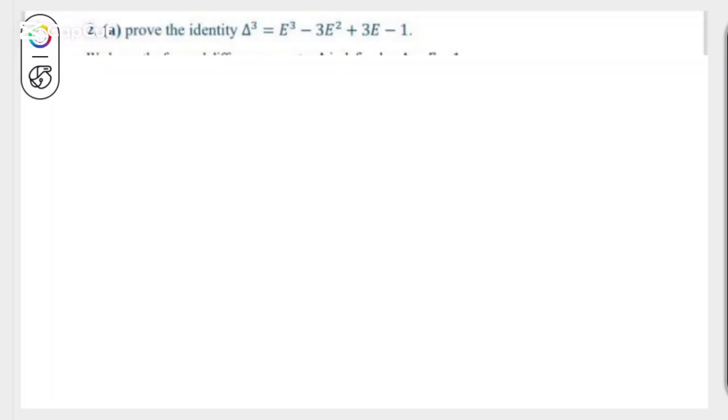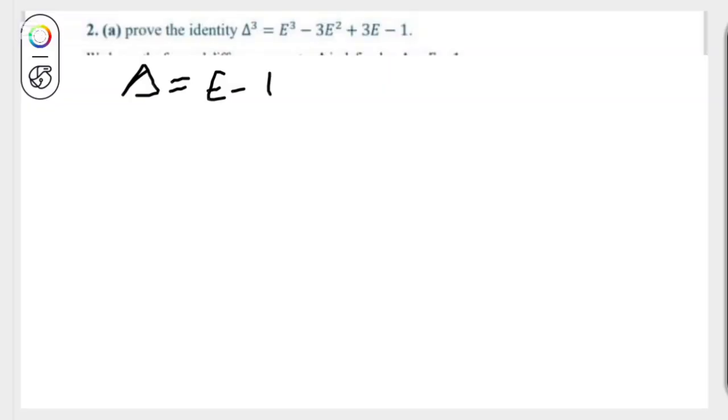Prove the identity: the forward difference cubed equals e cubed minus 3e squared plus 3e minus 1. As we all know, the forward difference operator, del, is the same thing as e minus 1. So, therefore, to find the forward difference cubed, I can expand the expression.